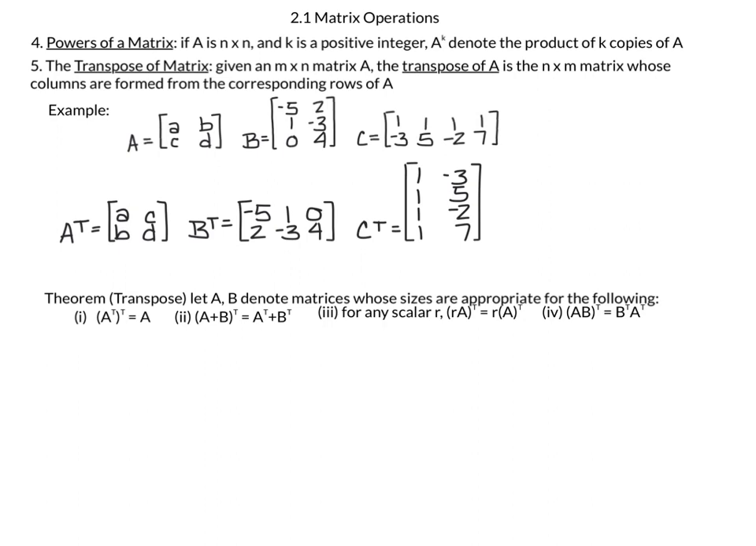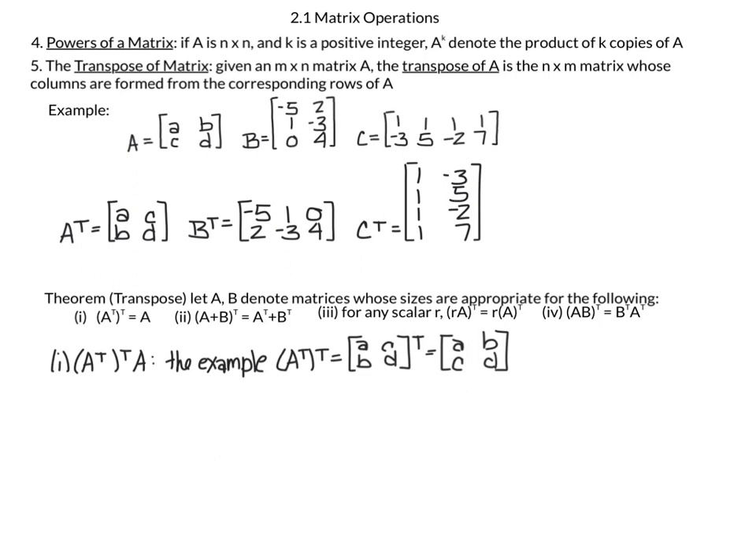And then here, for any scalar r, (rA) transpose equals r times A transpose. And last, (AB) transpose is equal to B transpose A transpose. For this first property, (A transpose) transpose equals A, I should put an equal sign here. I'll just look at this example here.